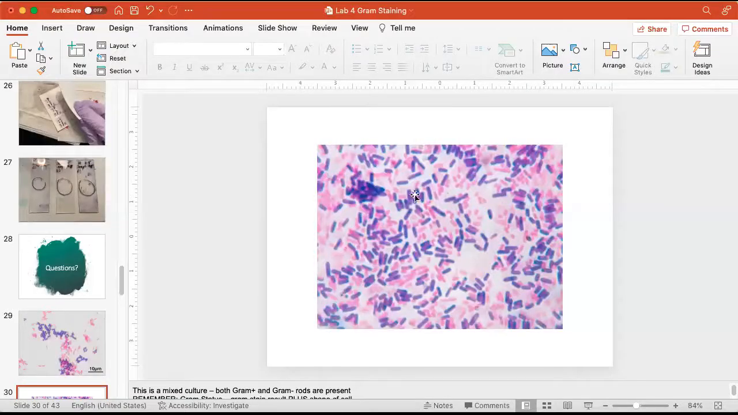If it's a real coccus, then they should all be coccus shaped. They should all be circular. So again, I've got 1 gram positive rod and I've got 1 gram negative rod here.